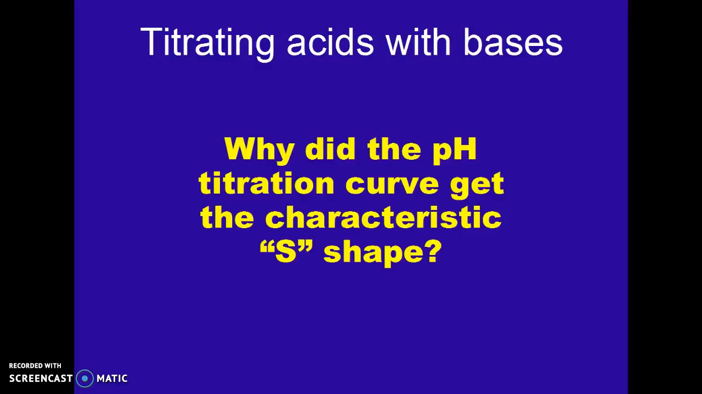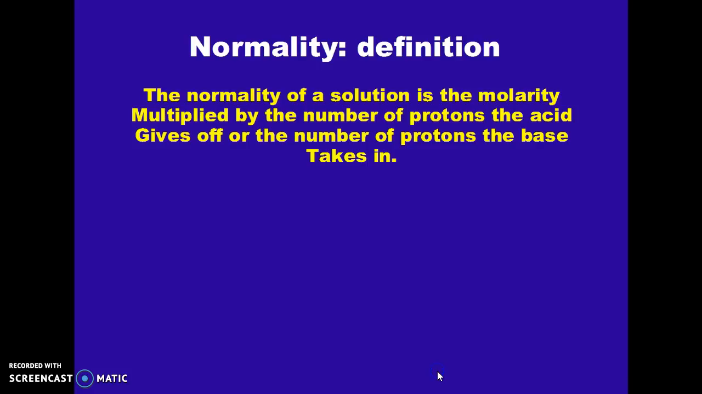When you titrate an acid with a base, the trace of pH versus volume of base added gets a characteristic S shape. Why is that? Well, first of all, let's talk about molarity and normality.